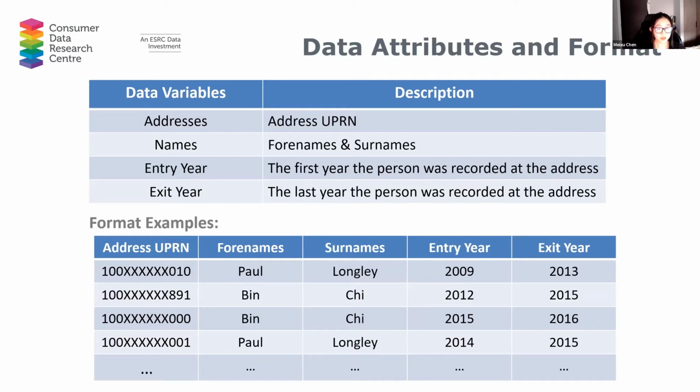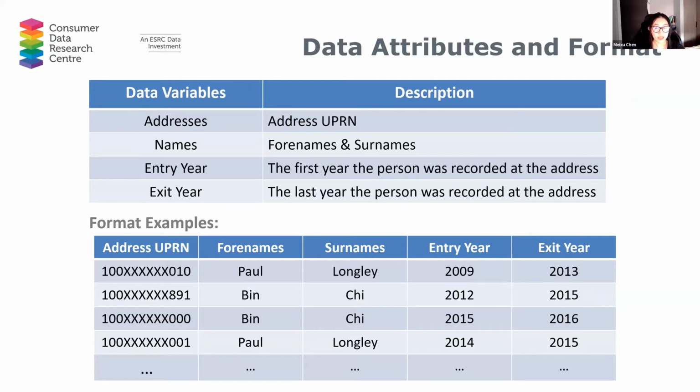Address UPRN refers to unique property reference numbers. Each UPRN is a unique number consisting of up to 12 digits in length for each property. This was created for Great Britain, which includes England, Scotland, and Wales, by Ordnance Survey. Entry year means the first year the person was recorded at the address, and exit year means the last year the person was recorded at the address. The bottom table shows how the data would look.